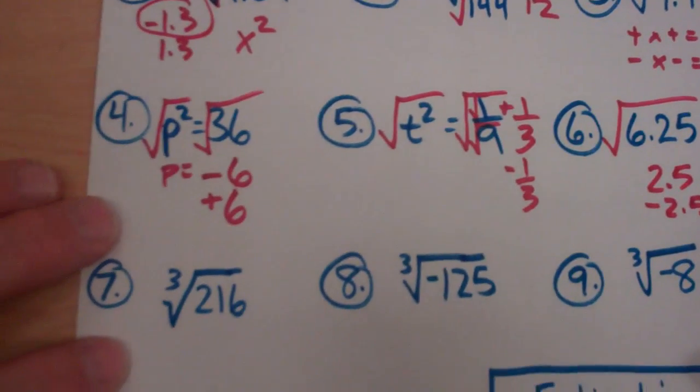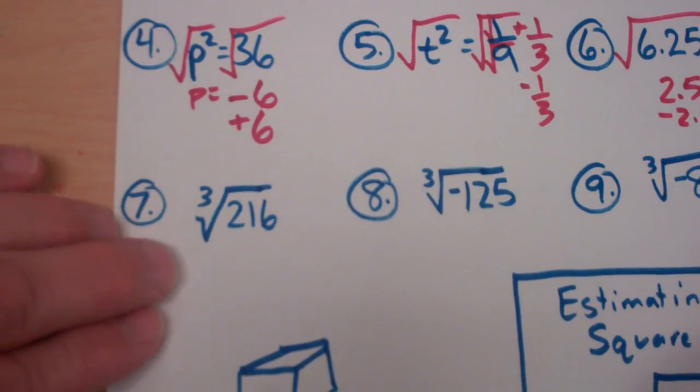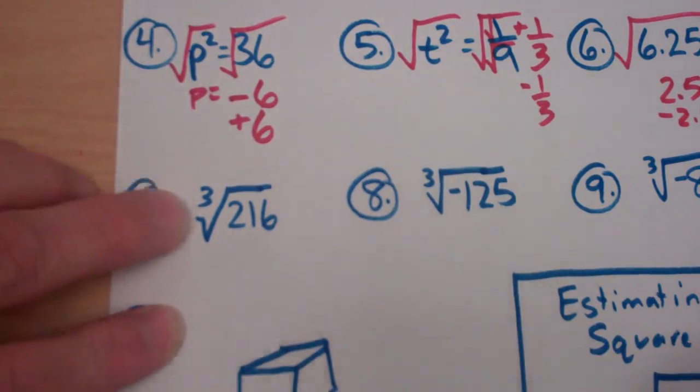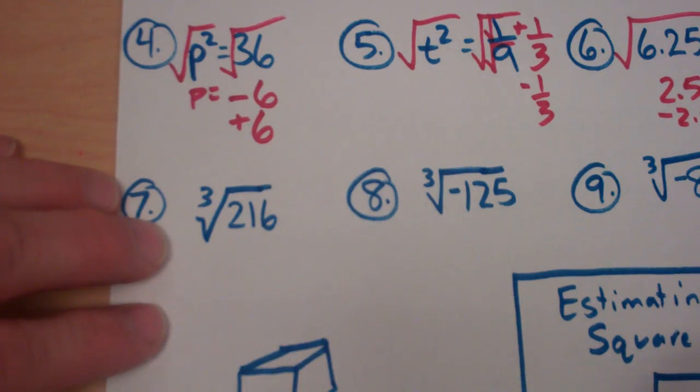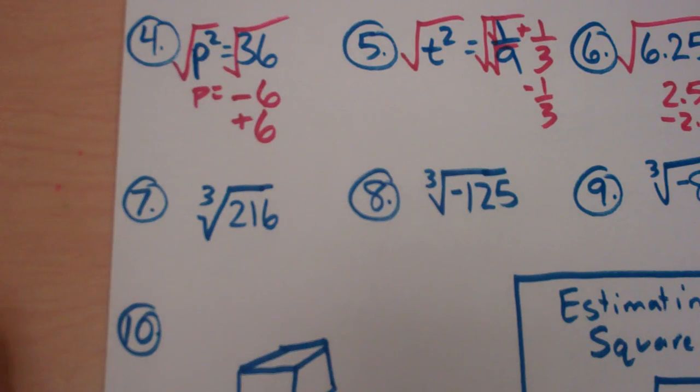Number 7. Now we're looking at not a square root, but this little 3 notes a cube root. I want to know what times itself again got me to 216. Alright? Once again, we're dealing with perfect squares and perfect cubes. Those are the ones that are done with whole numbers, or integers, I guess I should say, since we sometimes deal with negatives.